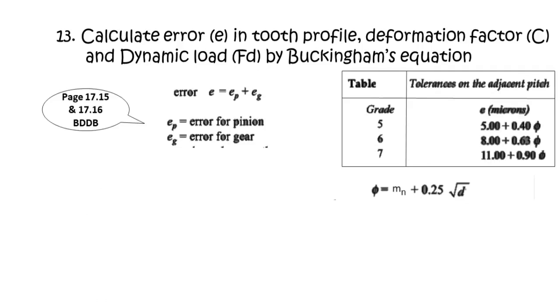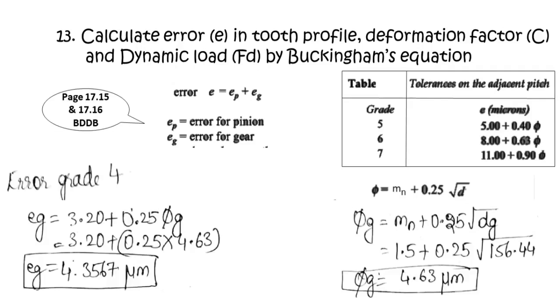Same way I'm going to do for phi g: Mn plus 0.25 under root dg. dg I have calculated as 156.44, so I will get phi g as 4.63 micron meter. Same way for grade 4 error, I am going to use the formula Eg as 3.20 plus 0.25 into 4.63. I will get the value as 4.3567 micron meters.